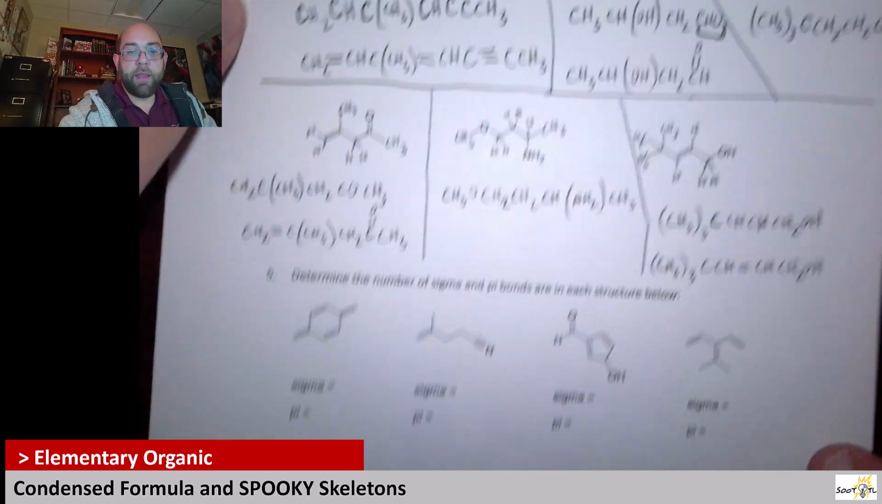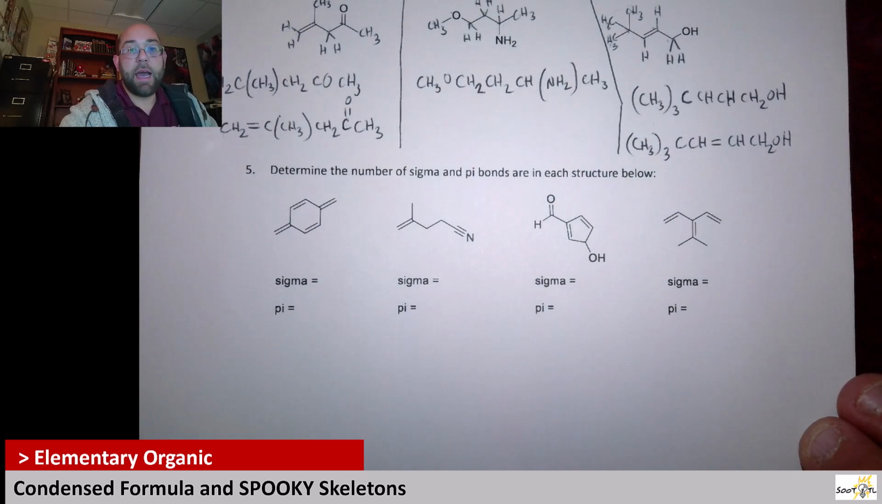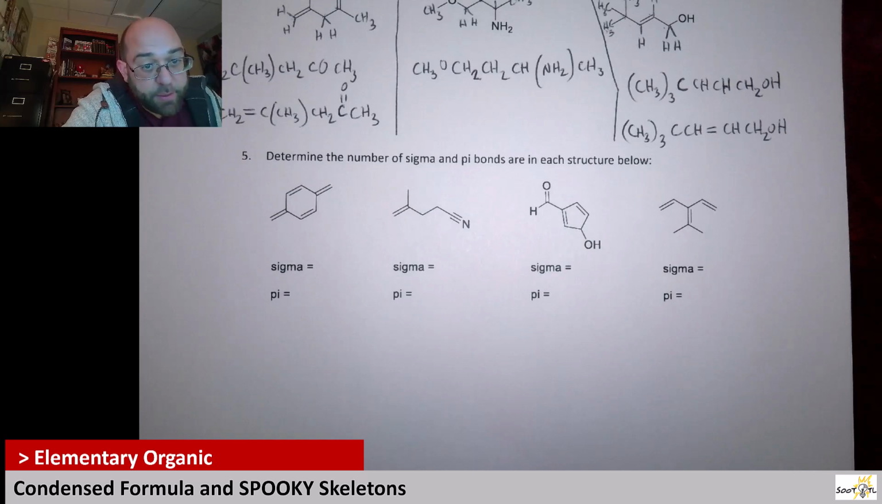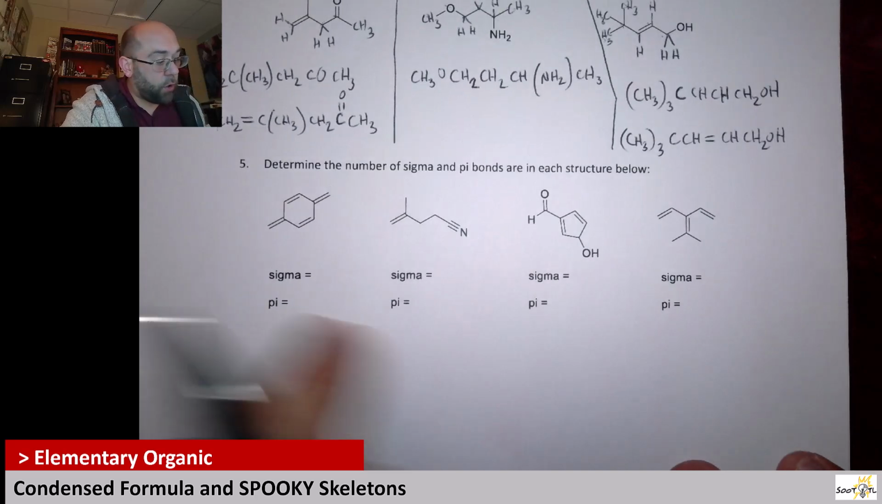Okay, and then our last one for this practice has us determining the number of sigma and pi bonds. All right, sigma is going to be tricky because we have invisible hydrogens. So we want to start with the pi bonds first. All right, and so I'm going to do that for all of them first.